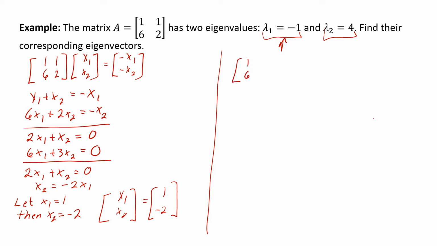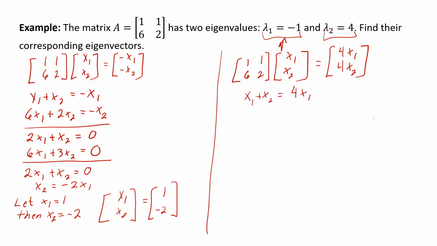And we can do the same thing with the second one. So with our second eigenvalue, we multiply it by x1, x2, we get 4x1 and 4x2. Again, the equations are x1 plus x2 is equal to 4x1, and 6x1 plus 2x2 is 4x2. Rewrite them a little bit. Negative 3x1 plus x2 is 0, and 6x1 minus 2x2 equals 0.